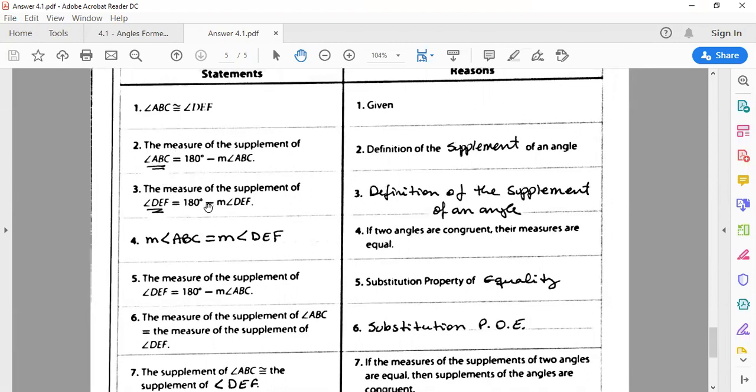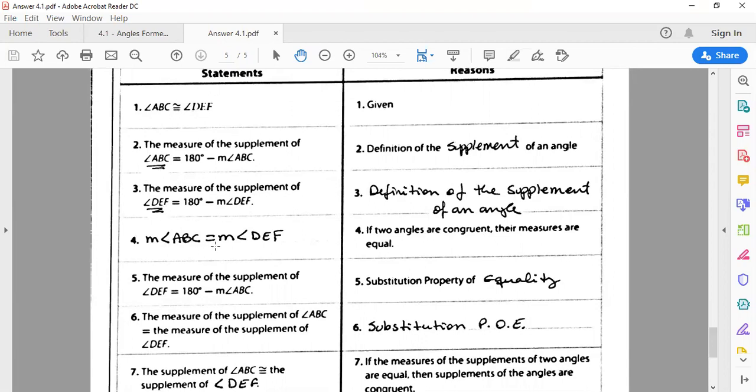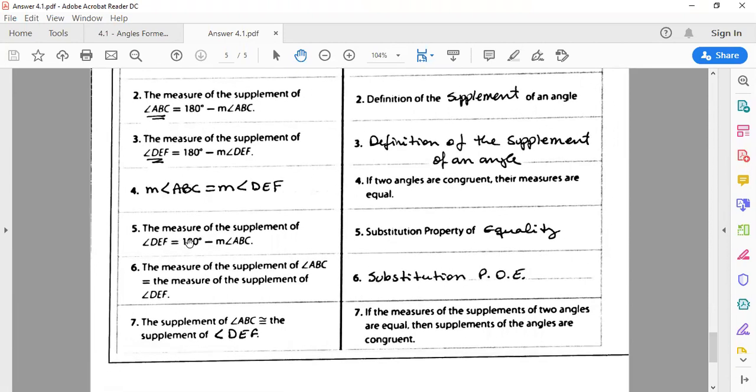Notice over here that angle ABC and angle DEF are congruent, so that means the measurements are equal. Then the measure of the supplement of angle DEF is equal to 180 minus the measurement of angle ABC. All I did here is I used this line here and substituted the measure of angle DEF for the measure of angle ABC, because they are congruent, so I can switch them around. And that's the substitution property of equality.